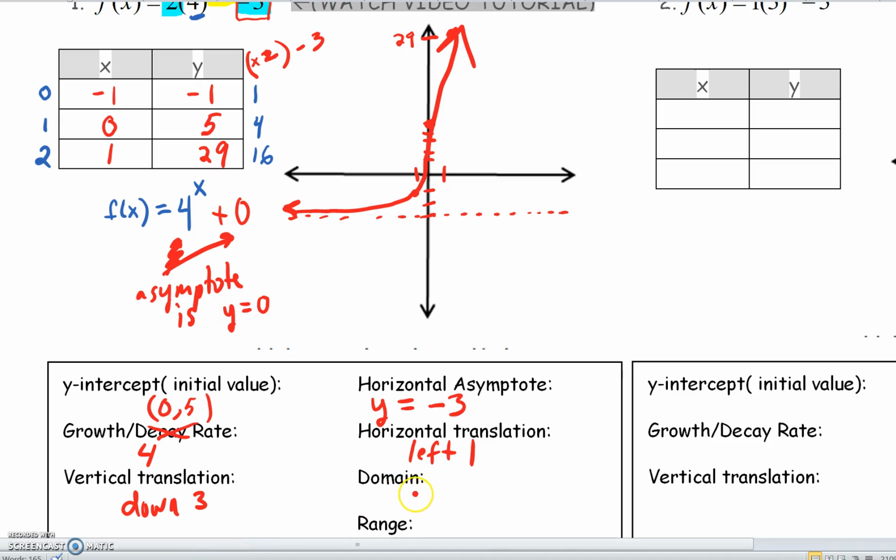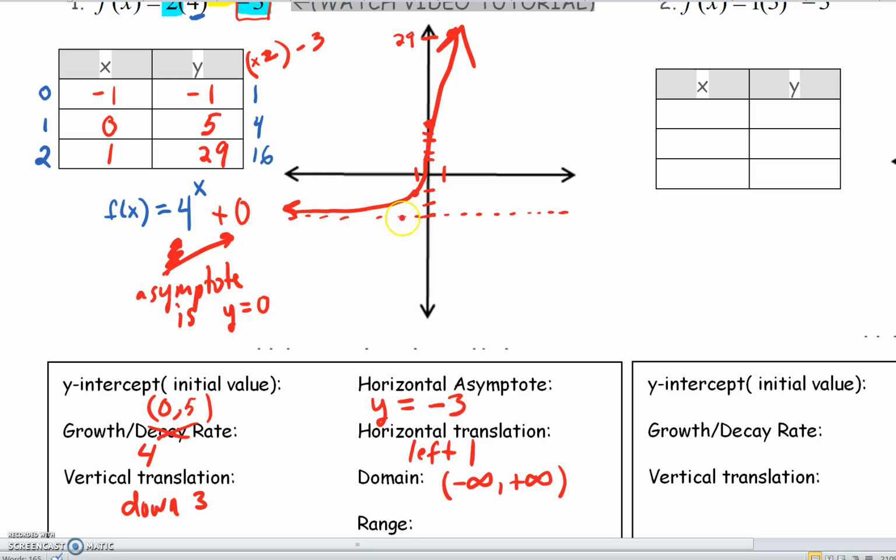For my domain, it would be all my x values. So I'm going to say from -infinity to +infinity. No matter what x value I pick, and as far left or as far right as I go, I will have an output.